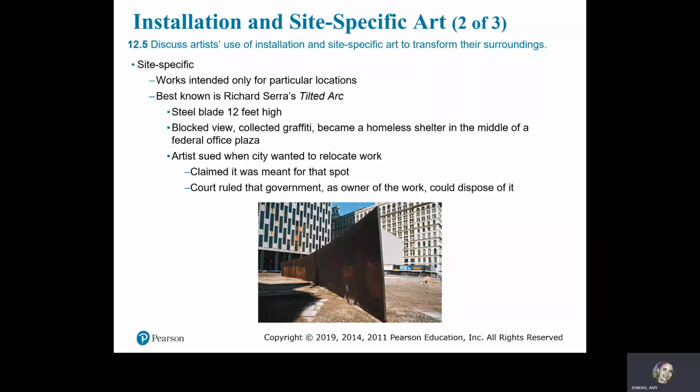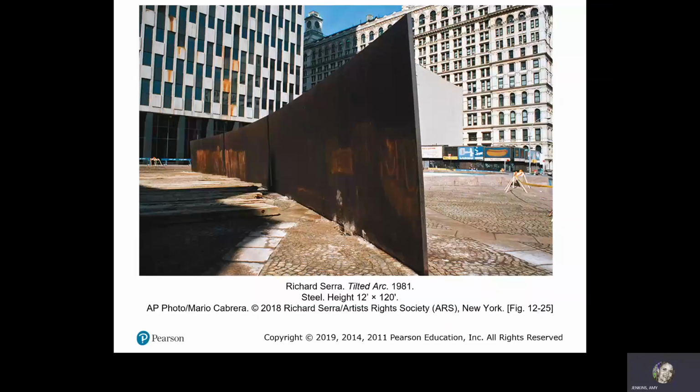Site-specific works are works intended only for particular locations. The best known site-specific work is Richard Serra's Tilted Arc. It's a steel blade 12 feet high. It blocked views, it collected graffiti, it became a homeless shelter in the middle of a federal office plaza. The artist sued when the city wanted to relocate the work, claiming it was meant for that spot. The court ruled that the government, as owner of the work, could dispose of it. And hopefully you know of Richard Serra's Vortex at the Modern Art Museum of Fort Worth. Tilted Arc is from 1981.